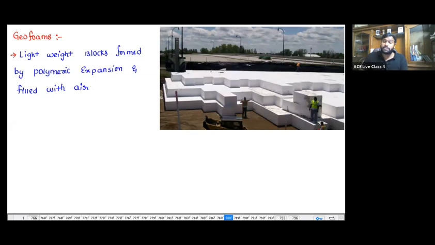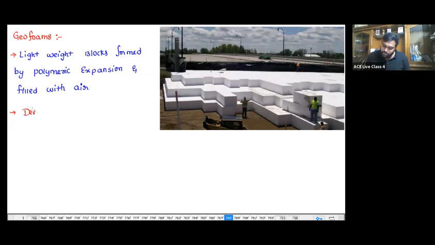Their main function is to separate. It will not allow the water to filtrate, it will not allow the water to drain, and it will not provide reinforcement either, because it doesn't have much strength. And this geosynthetic is called geofoam.